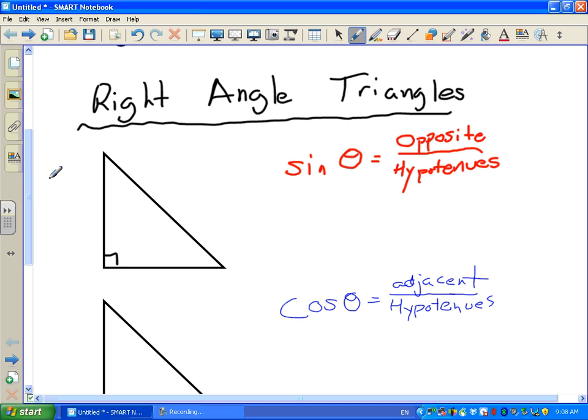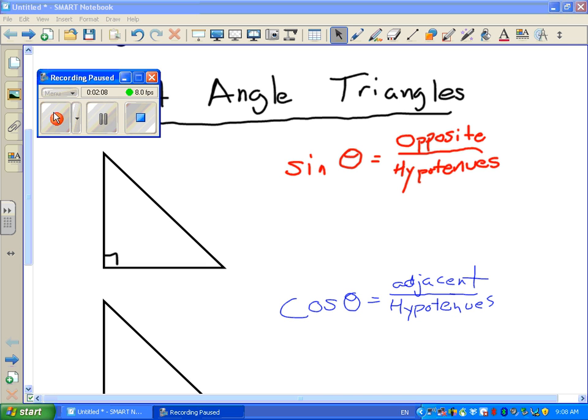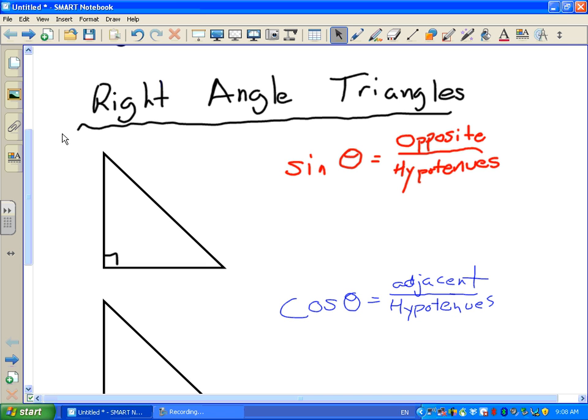So Matthew, when do these work? That's right. Very good. So, like I said, right angle triangles.